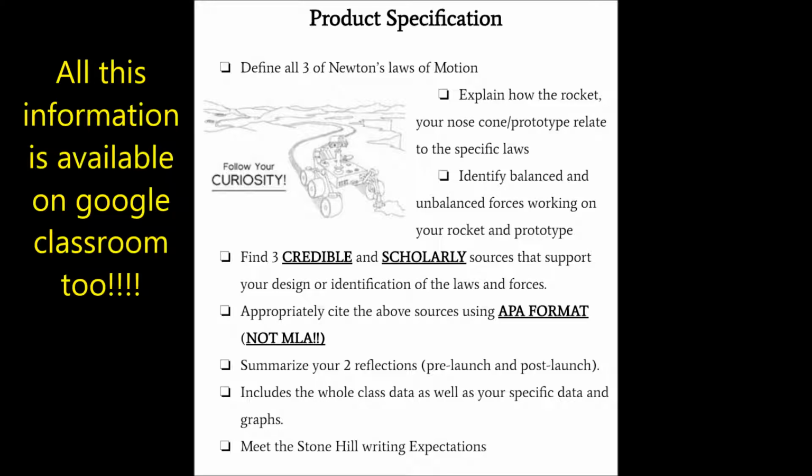So you need to have at least 3 credible and scholarly sources. We are not considering Wikipedia scholarly. So please don't use Wikipedia. Any other source, there's a lot on the library's website that you can use. Again, if you're not sure what to do, please see me and we can help you figure it out. And we would like for your citations to be in APA format, not MLA. It's just better for scientific writing.